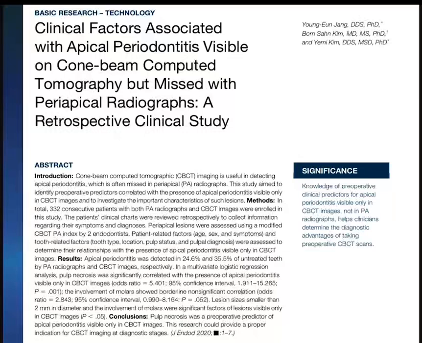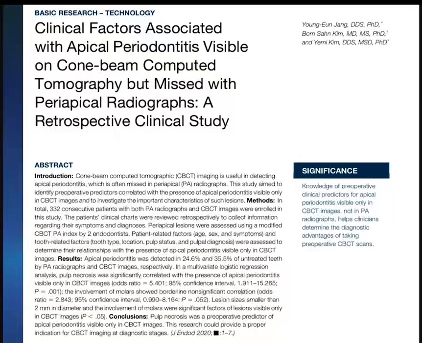For the study design, it was a retrospective clinical study, and for the sample size, the study enrolled 332 consecutive patients with both PA radiographs and CBCT images, and a total of 203 teeth were included in the analysis.